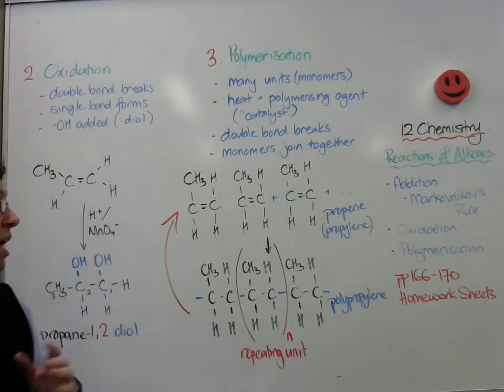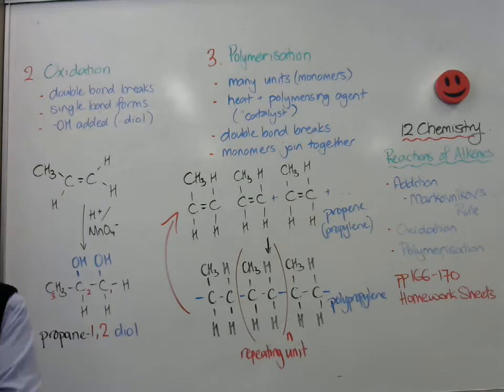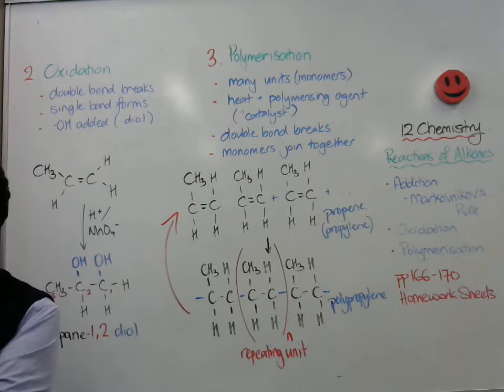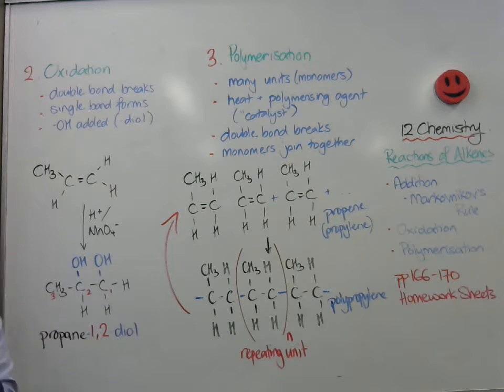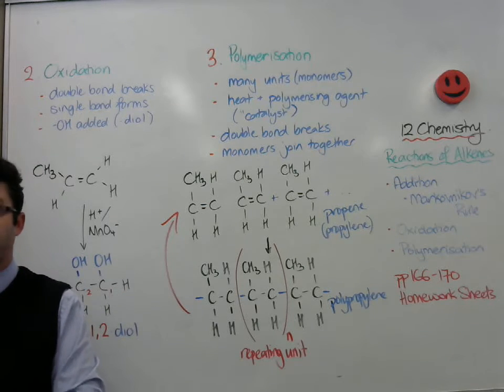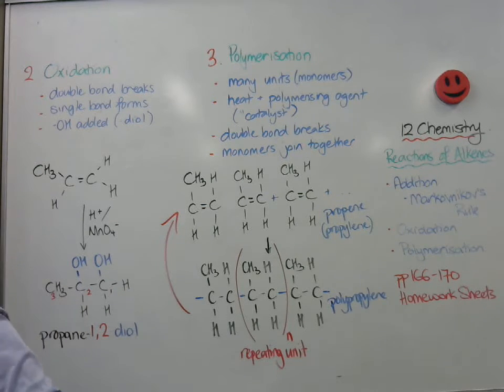Okay. So, we've met addition. Markovnikov's rule might apply. We've met oxidation. It makes a thing called a diol, two alcohol functional groups that are next to each other, by the way, not on the same carbon. And we've met polymerisation. Those are the three important reactions for alkenes that you need to know, and knowing about these will help you be able to finish the work in your homework as well.